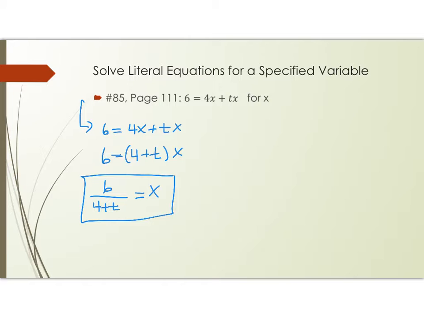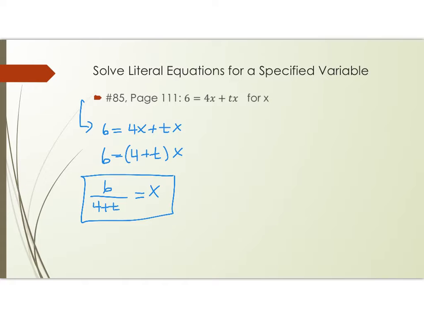So also in this particular chapter we're looking at solving for a particular variable when we have more than one variable in the equation. So this is problem number 85 on page 111. We have 6 is equal to 4x plus tx, and we're going to solve for x.